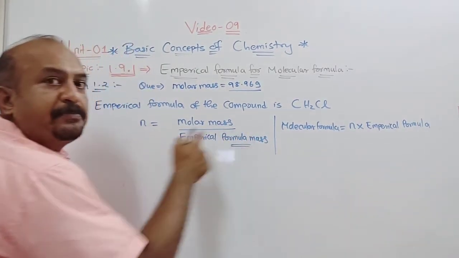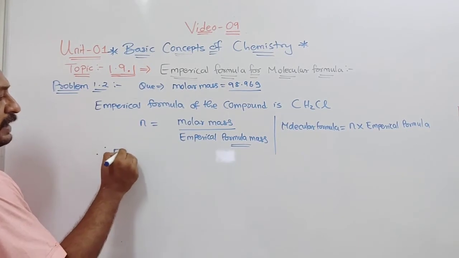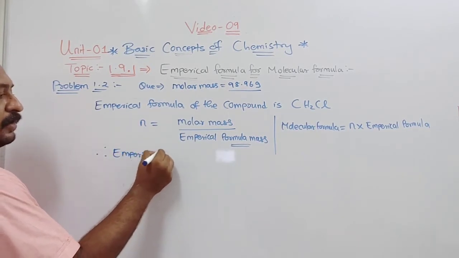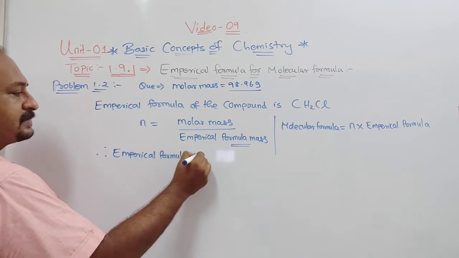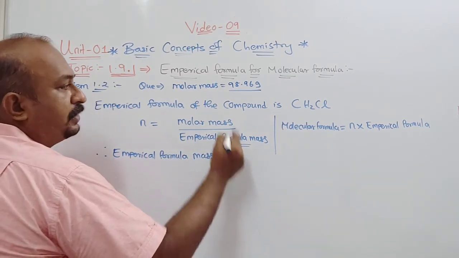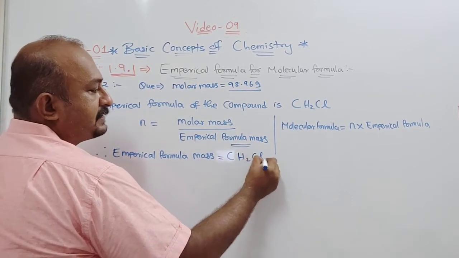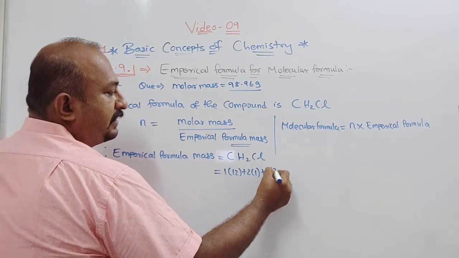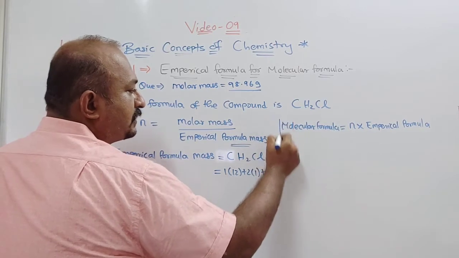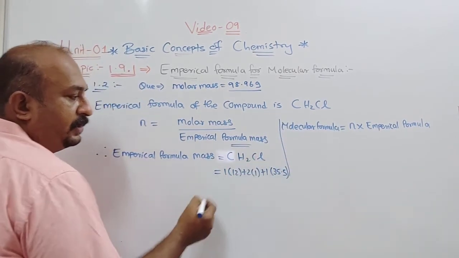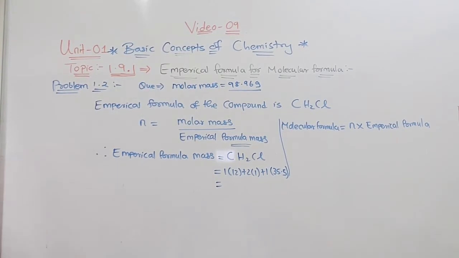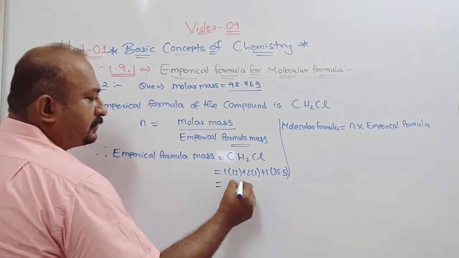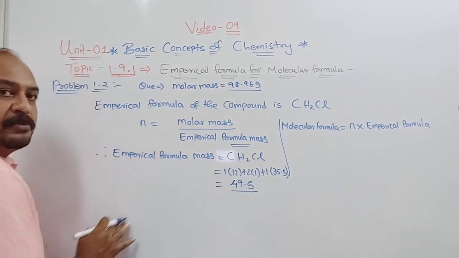So first of all we will find this empirical formula mass. Therefore you can write empirical formula mass is equal to, what is our empirical formula? CH2Cl, that is 1 into 12 plus 2 into 1 plus 1 into 35.5. Understood? 35.5 is for chlorine. So if you calculate it, you will get the empirical formula mass, 49.5. How much will you get? 49.5 empirical formula mass, right?